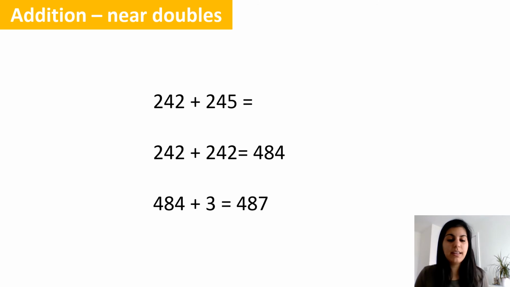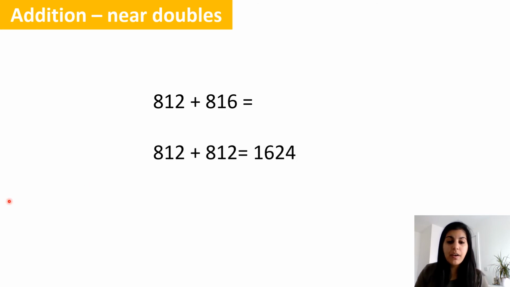Pause the video if you need to have a look at that strategy again. If you're ready to move on, you can have a go at doing an example of your own. So on this slide, I've got the numbers 812 add 816. So you can see they're quite close together. Think about how we could use near doubles to work out an answer to this question. Okay, let's see how you got on.